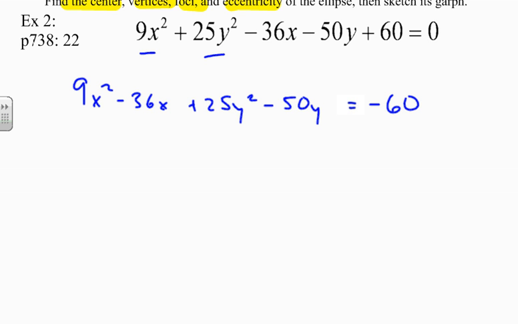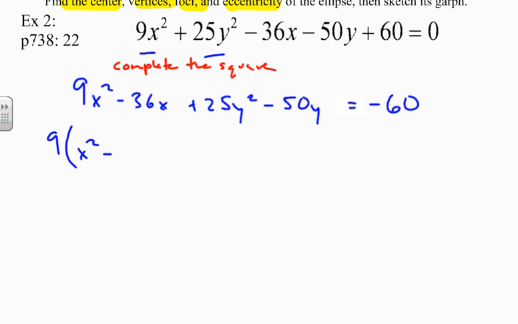Now from here, we're going to factor out and make sure that we have a coefficient of 1, because now we're going to do what's called completing the square. So right here is an example of how we're going to complete the square. This is sometimes the most complicated part for students, but we got to do what we got to do. So we're going to take 9.